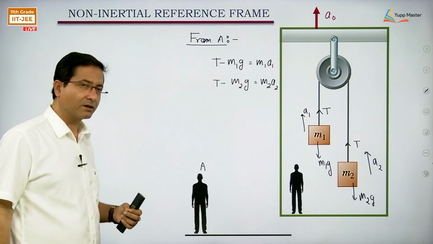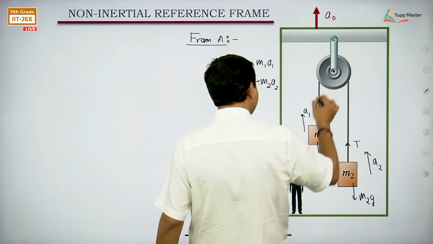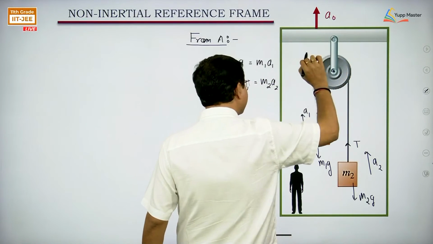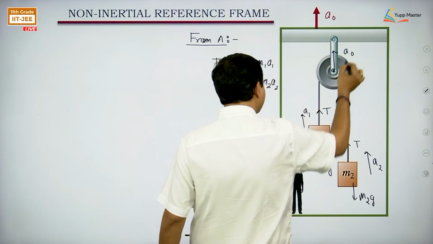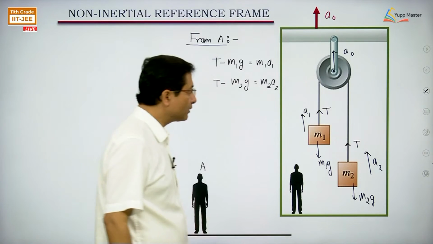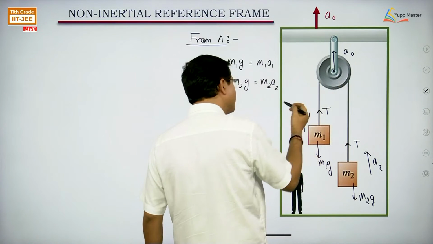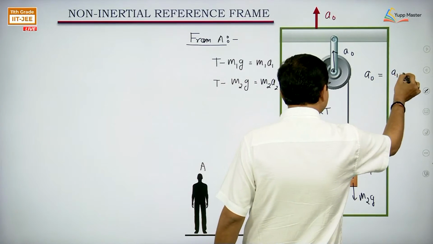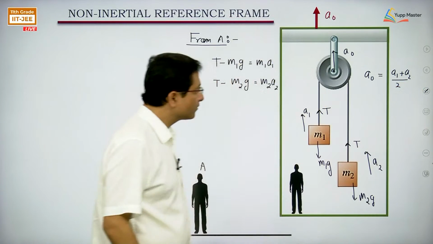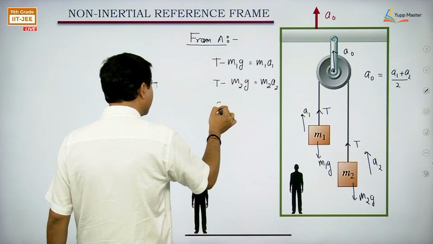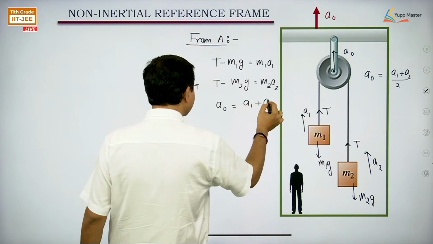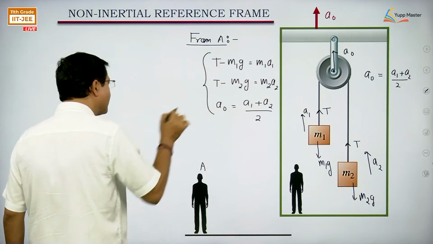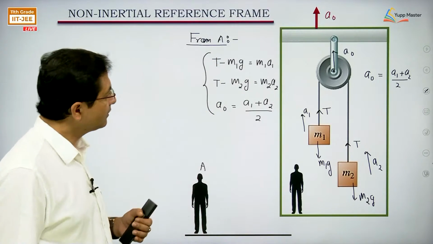So I can also write the equation for constraint, pulley constraint, or a string constraint. If the lift is going upward with a naught and the pulley is fixed to the lift, then obviously the pulley will also go up with acceleration a naught. For such a situation we know the formula, a P is equal to (a1 plus a2) by 2. In constraint we learned that. So I can directly write a naught is equal to (a1 plus a2) by 2. So the third equation will be a naught is equal to (a1 plus a2) by 2. So these are the three equations. If we solve these three equations, we will get the value of tension. So this is what we have done earlier also.